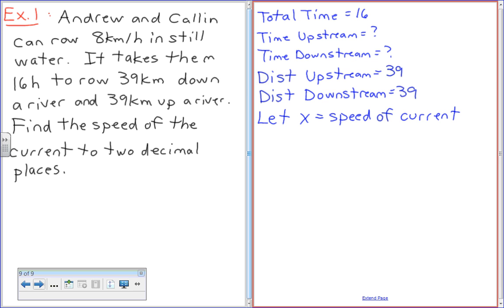What is the speed of the boys, man, what should I call you guys? Let's just say speed. What's their speed upstream? So if they're paddling against the current, what is their speed going to be? Below 8. So how much below 8? Careful, careful. How much below 8?